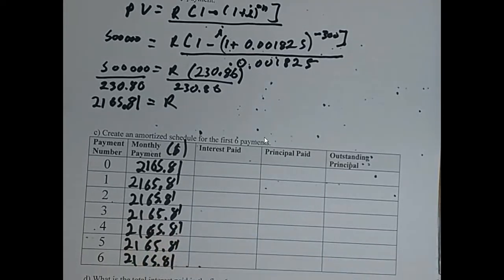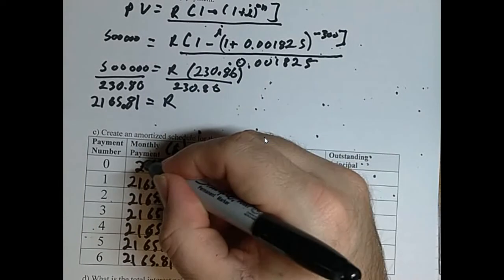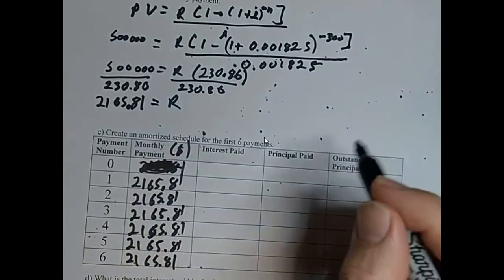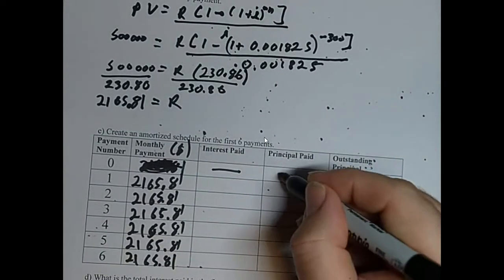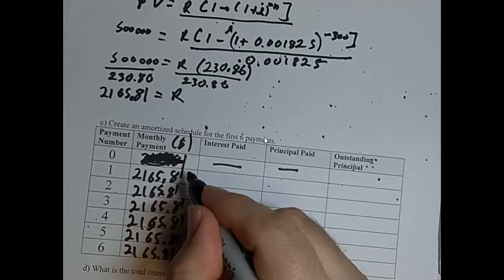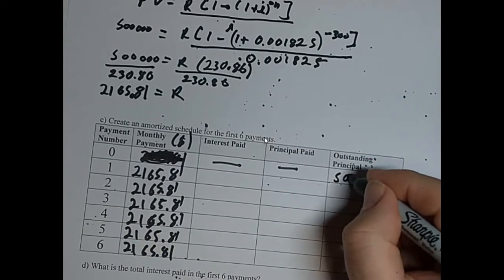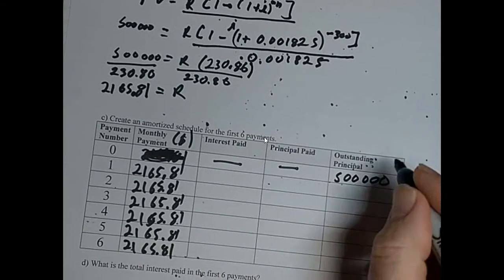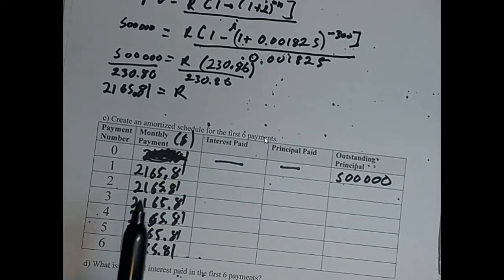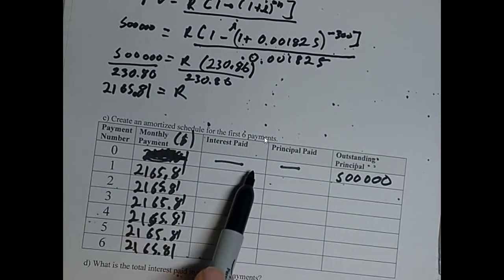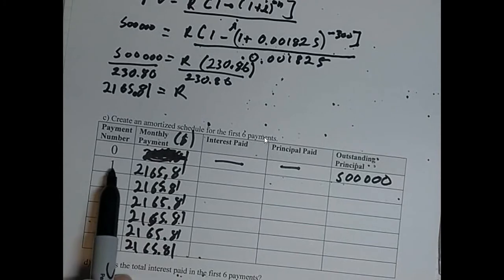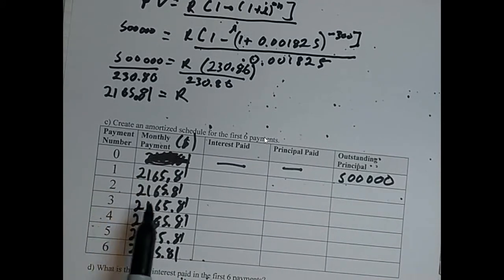Actually, I made a mistake. There is none on the first one. On the first one, there's no payment. There's no interest at year zero. There's nothing here at year zero. The outstanding balance here is 500,000. On the first one, we haven't paid a monthly payment, not at year zero or month zero. The first payment comes here, and the second here.